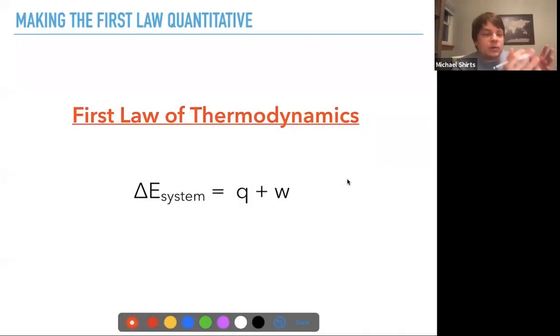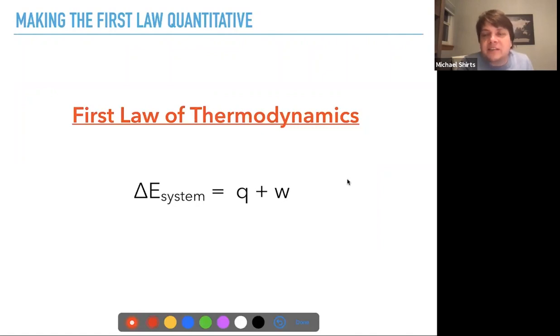Let's put this all together. We've talked about work, we've talked about heat. So the first law of thermodynamics is a change in energy of the system is equal to the heat transfer plus the work done. And it's really actually pretty simple when you think about this.